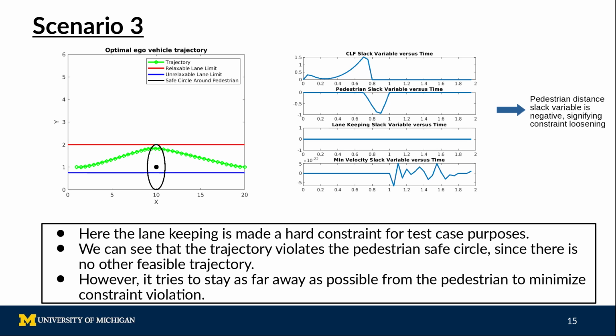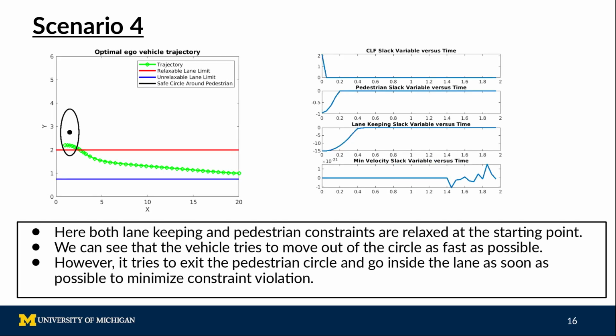And for the final scenario, we assume that the vehicle is initially outside the lane, and the pedestrian is standing close to the vehicle. So in this case, both lane keeping and pedestrian constraints need to be relaxed at the starting point, and we can see that the vehicle tries to move out of the circle of the pedestrian as fast as possible, as you can see on the green optimal trajectory here. However, the vehicle tries to exit the pedestrian circle, but also it tries to go inside the lane as soon as possible to minimize the constraint violations.